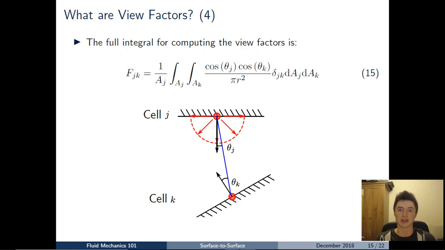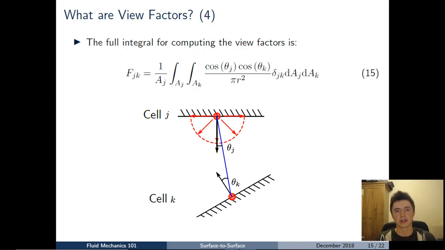And of course, if the angle's 0, the radiation's passing directly to the cell, so the cosine theta is 1. Whereas if the cells are at 90 degrees to each other, that cosine is going to be equal to 0. And the integral and the pi r squared basically originate from, we're assuming that we place a row of point sources all the way along cell J, and each of these point sources moves out in a spherical direction, and that's where we get the pi r squared from. And we sum up over all these point sources over both areas, and that gives us the view factor.